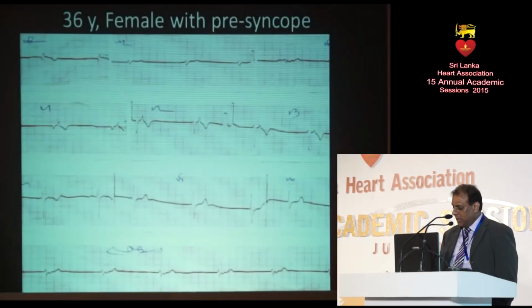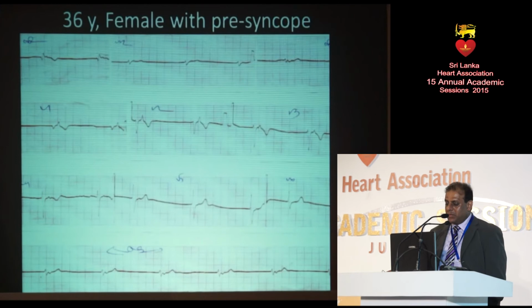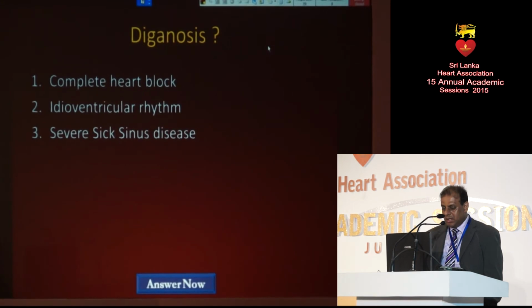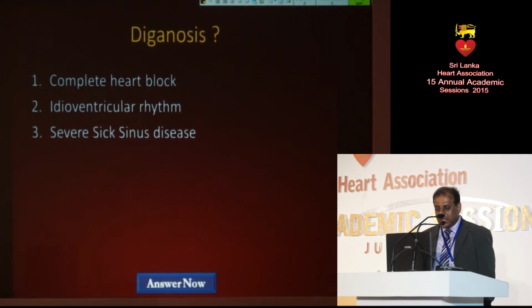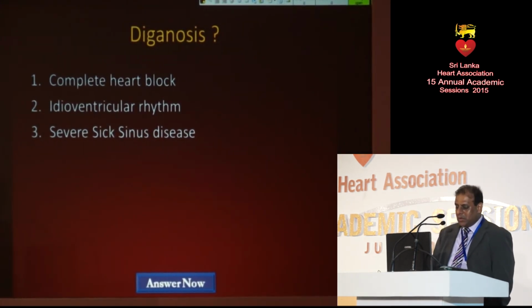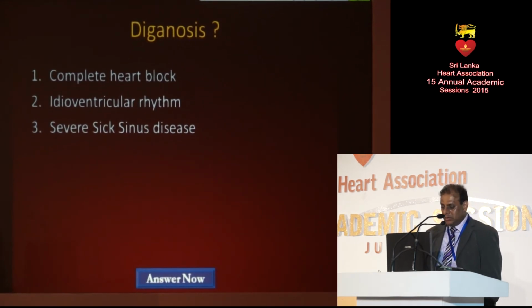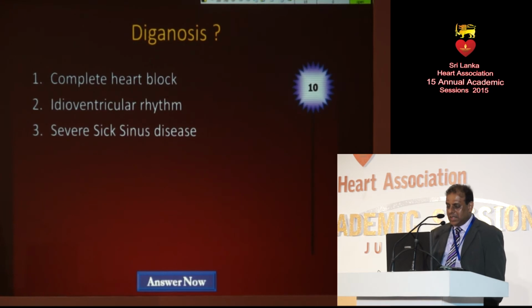So have a look at the ECG of a 36-year-old female who presented with presyncope. We'll move on to the question slide. What's the diagnosis? Complete heart block, idioventricular rhythm, severe sick sinus syndrome. You can start voting now. Okay, the last 10 seconds.